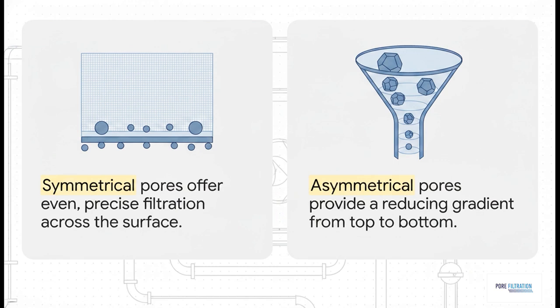But an asymmetrical filter acts a lot more like a funneling net. It has a varying core size, specifically a reducing gradient. So it catches the big boulders, so to speak, at the top outer surface, and then traps the tiny pebbles deeper down inside the structure.